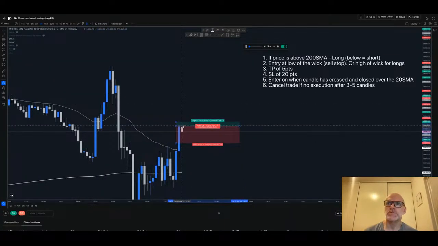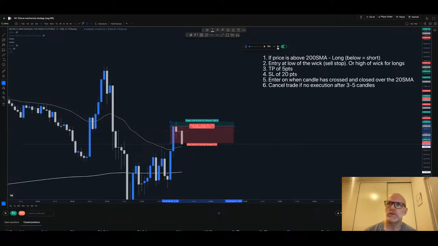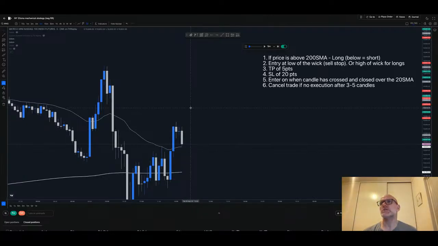Okay, that clipped us in and just got to profit. Let's see what would have happened. It would have been a loss. So if I was going for a 1-to-1, that would have been obviously a loss. So, you know, that's why I like this strategy. You just take your 5 points and you get the hell out of there.